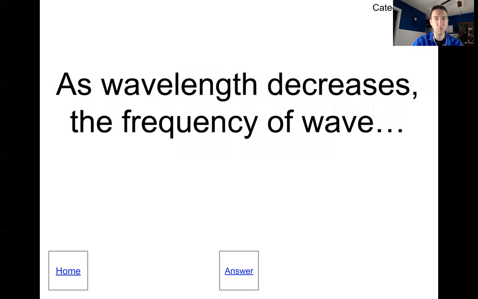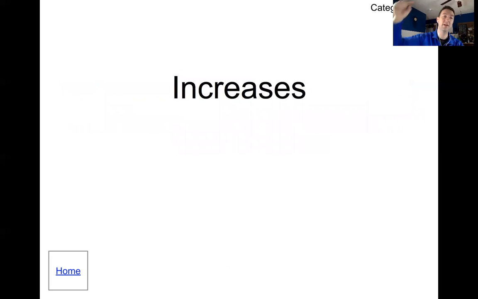Next question. As wavelength decreases, what happens to frequency? As wavelength decreases, the waves are getting squished together. It takes more energy to squish these waves together. Increase in energy is an increase in frequency. So as wavelength goes down, frequency goes up.